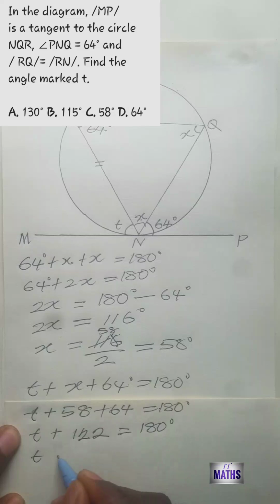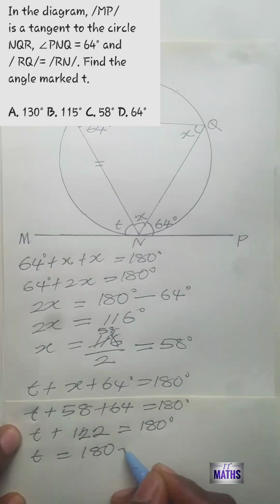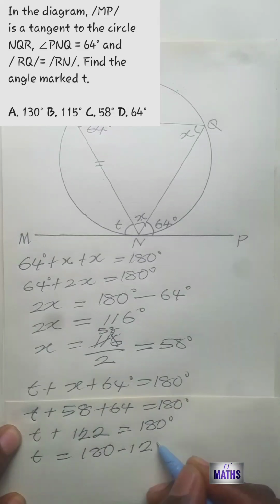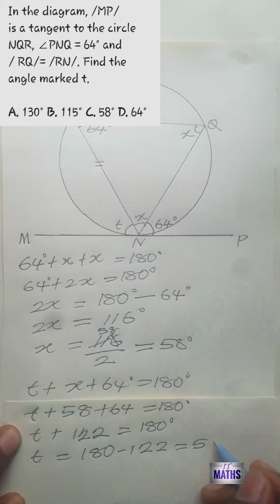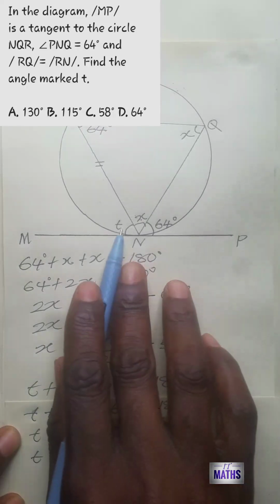Now T is what? 180 degrees minus 122 degrees. And what answer is that? 58 degrees. What option is that? That is option C. That is our T.